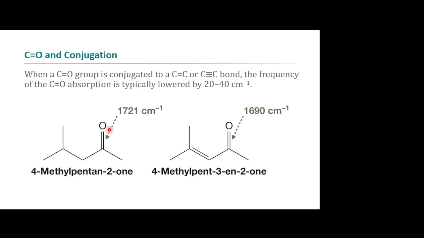And again, right here, we see an example of this. This one right here, 1721. And then when we get it in a place where it can be conjugated with this double bond here, notice it goes down by about 31 wave numbers, doesn't it? Okay. And that right there is your conjugation effect. All right. Anybody have any questions about that one? Okay.